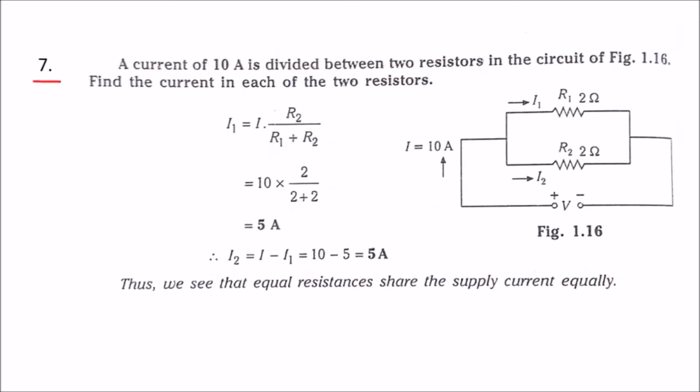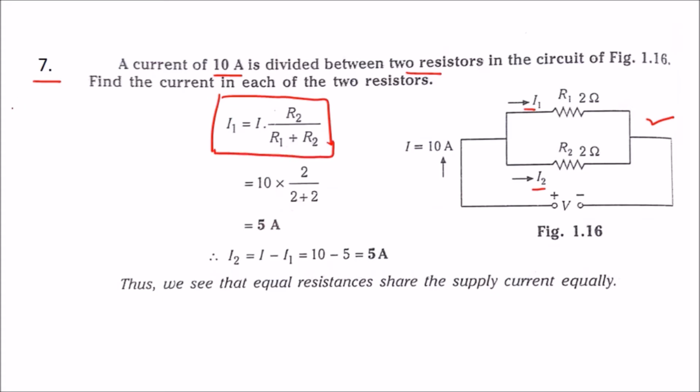Problem number 7. A current of 10 amps is divided between 2 resistors in the circuit shown in figure 1.16. Find the current in each of the 2 resistors. So here we need to find I1 and I2. As this is a parallel resistance, current in each resistor will be different. Only the voltage across them will be the same. So to find I1, this is the formula. So how did we get this formula?